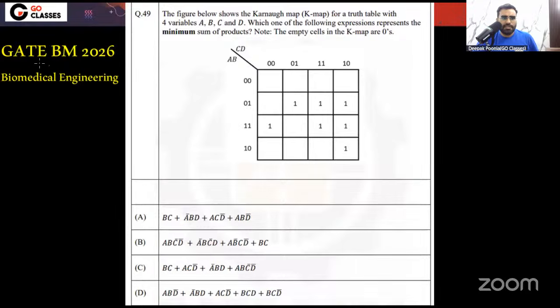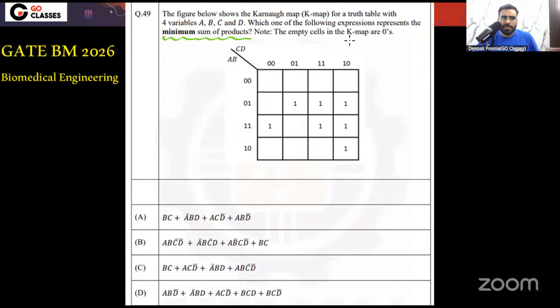Let's solve GATE Biomedical 2026 question. This question is based on K-map. This is question 49. The figure below shows the Karnaugh map, K-map, for a truth table with 4 variables A, B, C, D. Which of the following expressions represents the minimum sum of product expression? So the question is asking for minimum SOP, minimum sum of product expression.